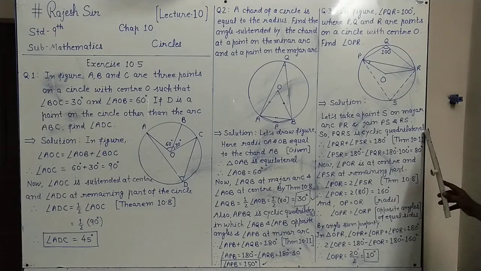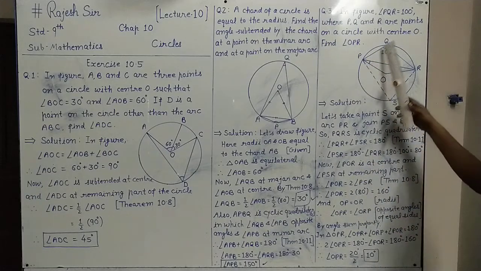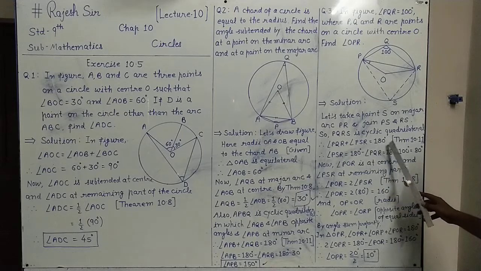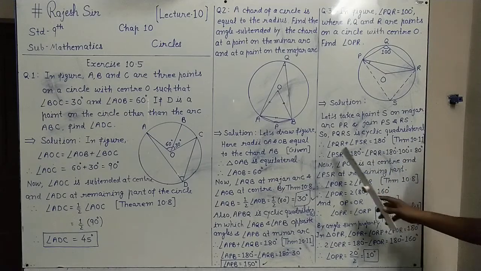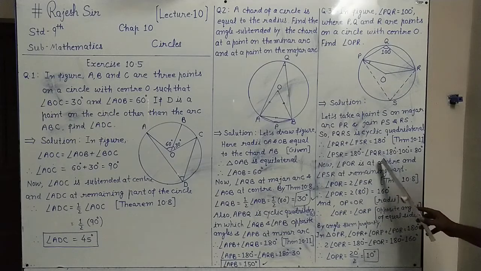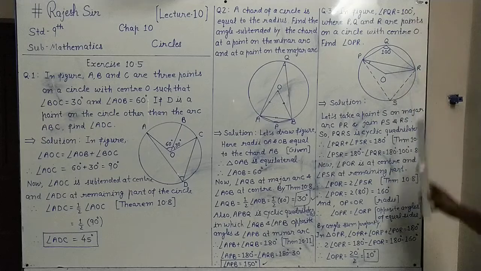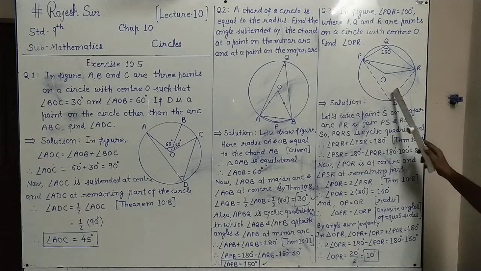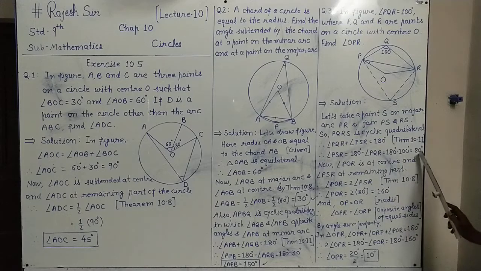PQRS is a cyclic quadrilateral, so opposite angles sum equals 180 degrees, again by theorem 10.11. So angle PQR plus angle PSR equals 180 degrees. Therefore angle PSR equals 180 minus angle PQR, and angle PQR is 100 degrees as given in the question. So 180 minus 100 is 80 degrees. So angle PSR is 80 degrees.